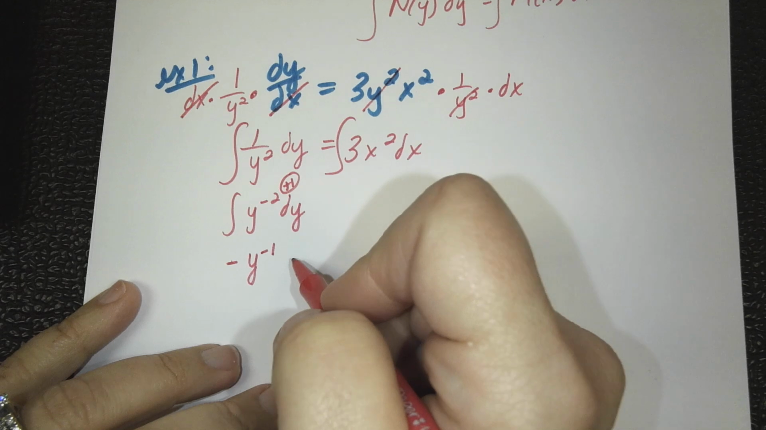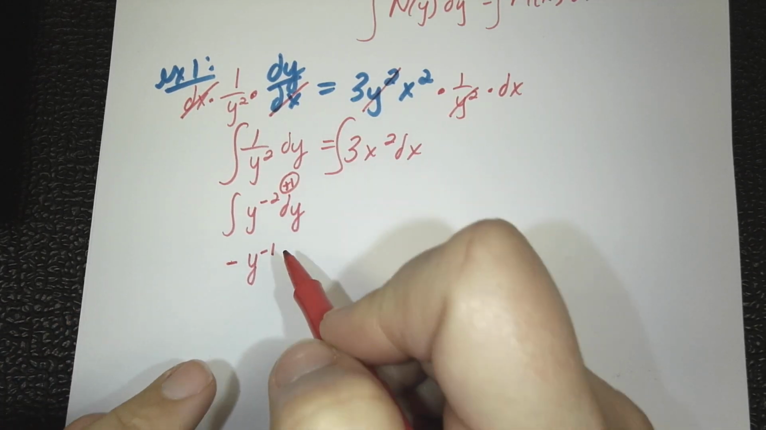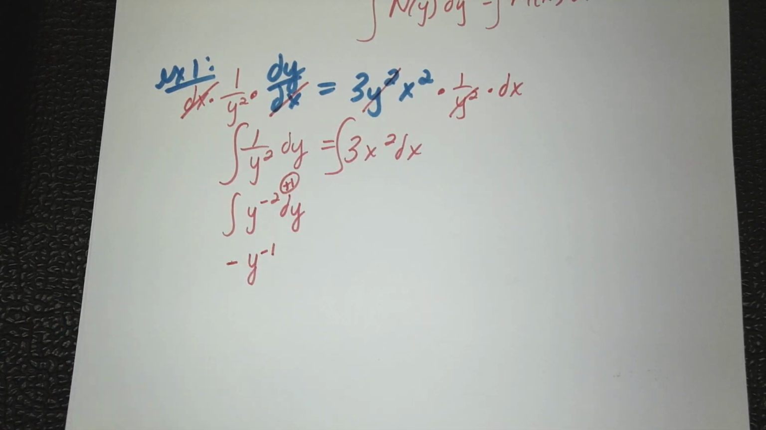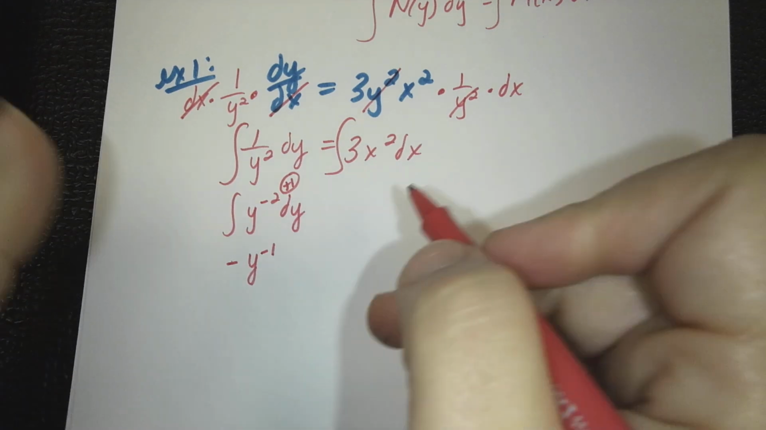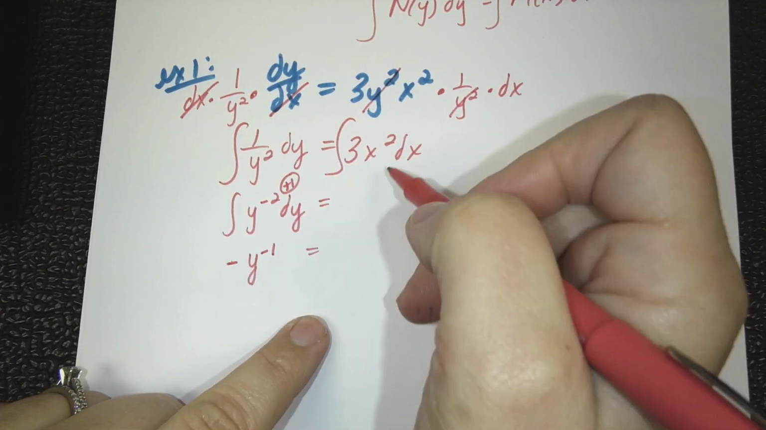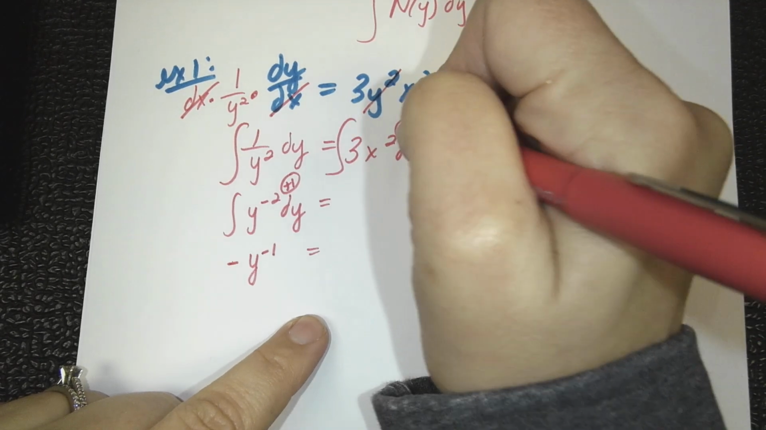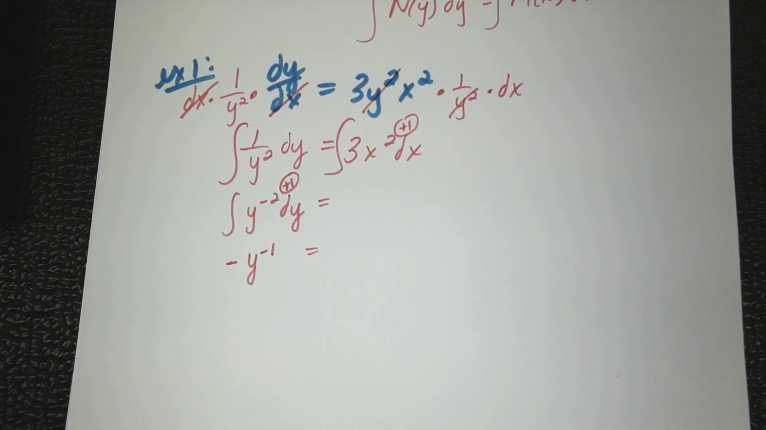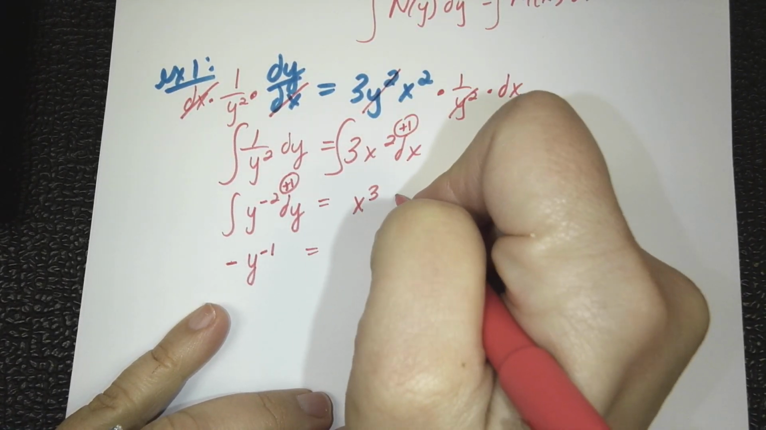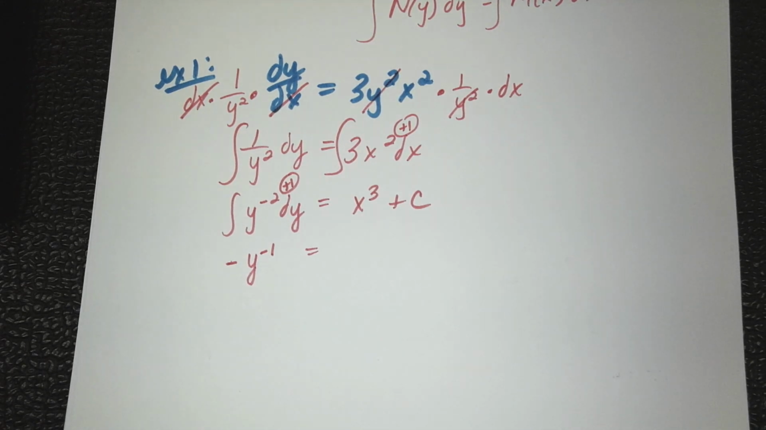So negative. Don't put the plus c here. The c is a constant no matter what. We're always going to keep it to the right. So it's just a c that you're going to keep to the right. So I'm going to let the right have the c. So now I'm going to integrate this side, add 1 and divide. What would you get? x to the third. And then put plus c on the right side.